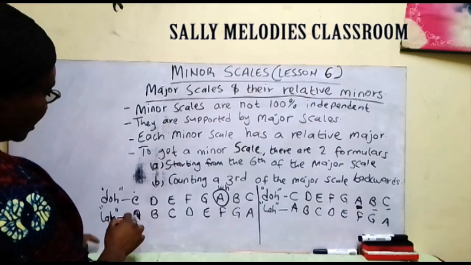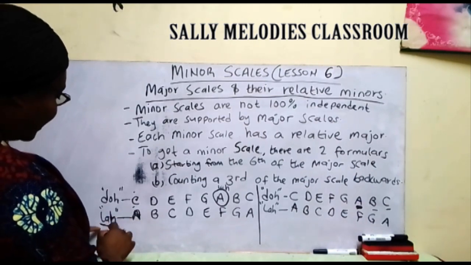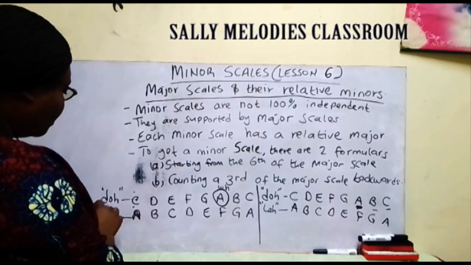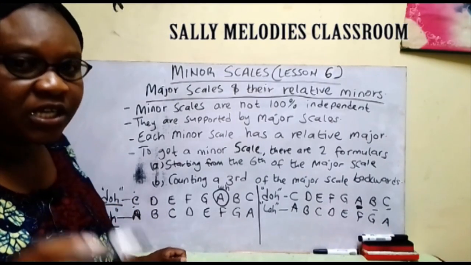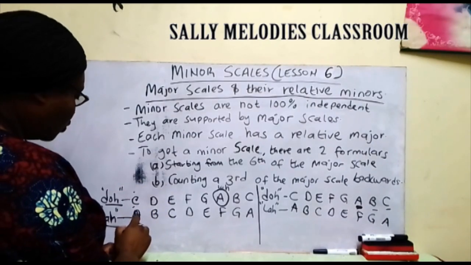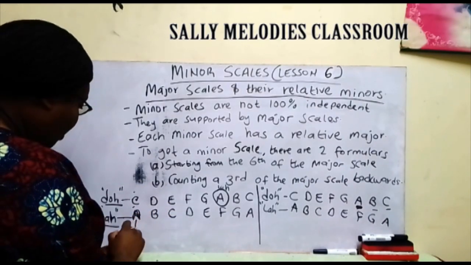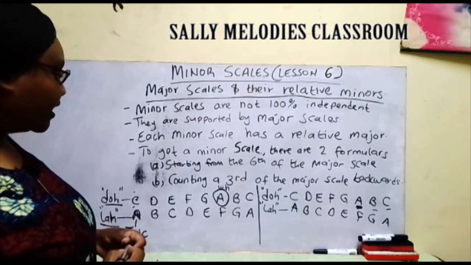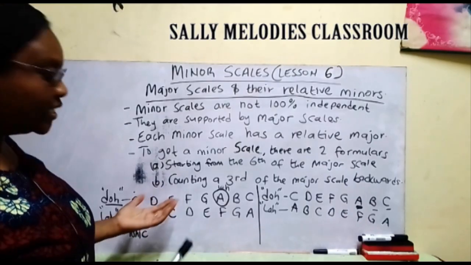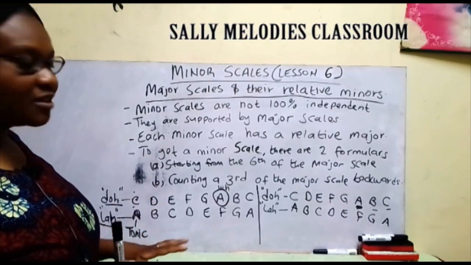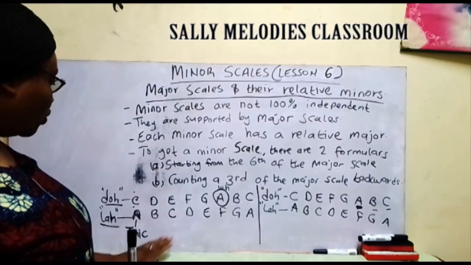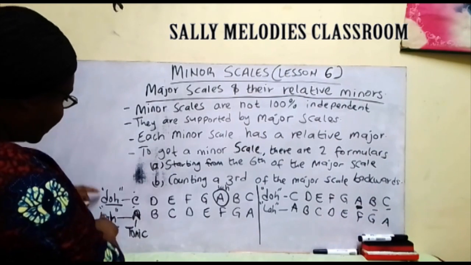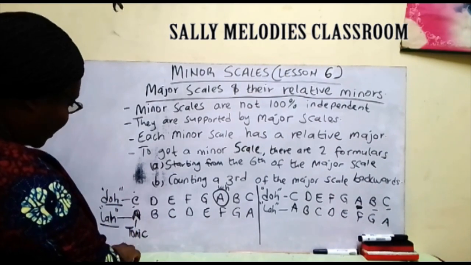So here, your tonic will be La. But when you go to the other side of the major scales, your tonic will be Do. Remember we said tonic is the first note of the scale. So this is our tonic. Remember we did the degrees of scales, and we also did technical names of the chords. When it comes to the major scale, it's a Do. When it comes to the minor scale, it's a La.